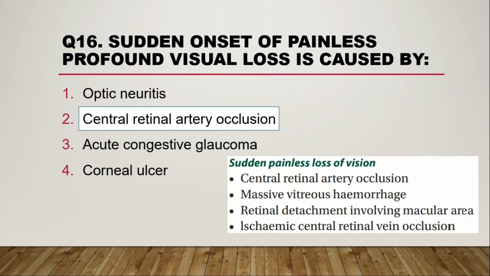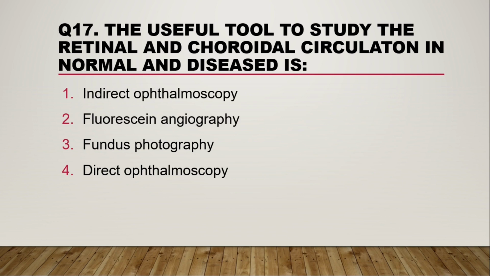There are various causes of sudden onset of painless, profound visual loss. They are the central retinal artery occlusion, massive vitreous hemorrhage, retinal detachment involving the macular area, and ischemic central retinal vein occlusion. So the next question, number 17.